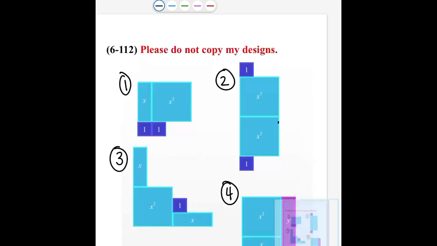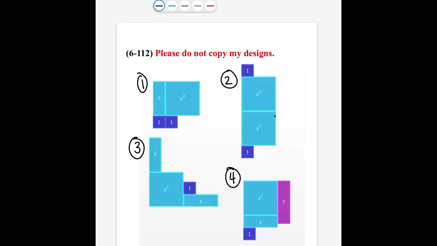And now you want to go on and make 4 other designs. So here are my other 4. So once you've had all 4 designs, you may move on to the next step.